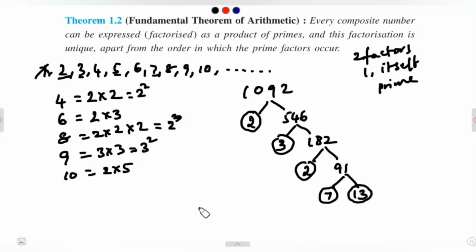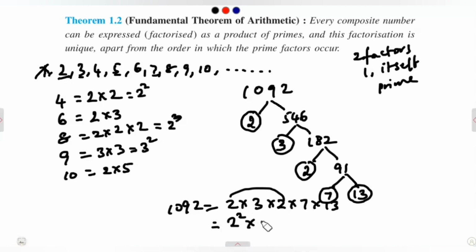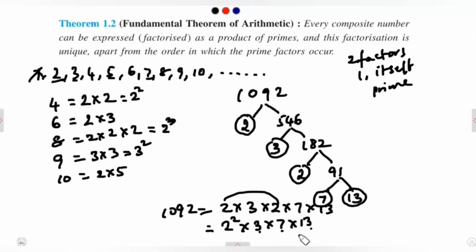Now we can write 1092 as 2 times 3 times 2 times 7 times 13, writing all the circled prime numbers. This is the prime factorization of 1092, which can also be written as 2 squared times 3 times 7 times 13, since 2 is repeated 2 times. So this is the unique way of writing it in prime factors.